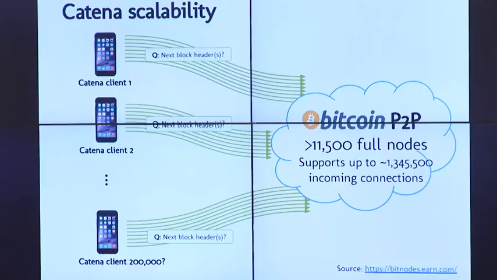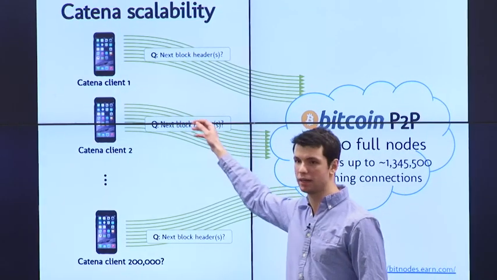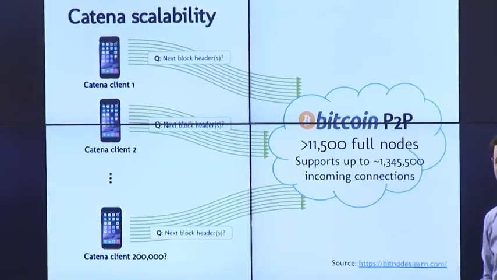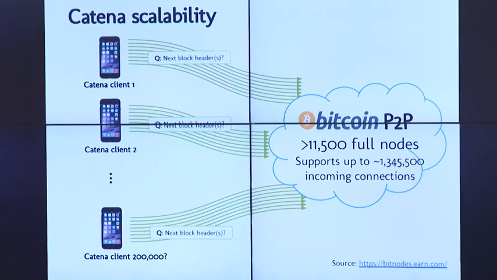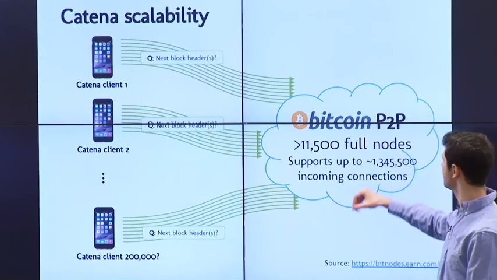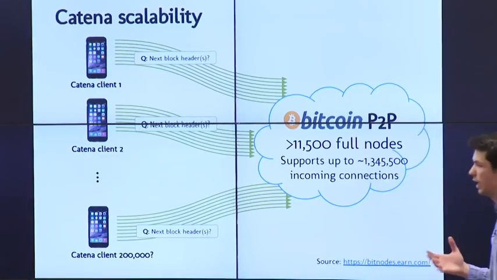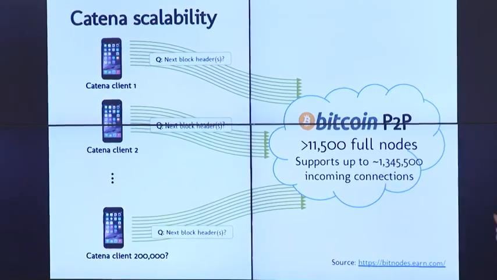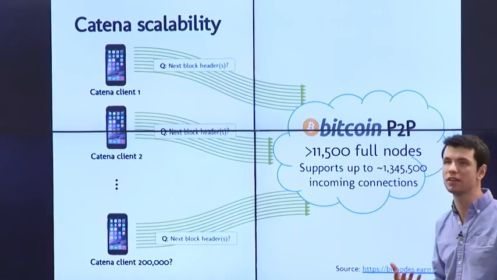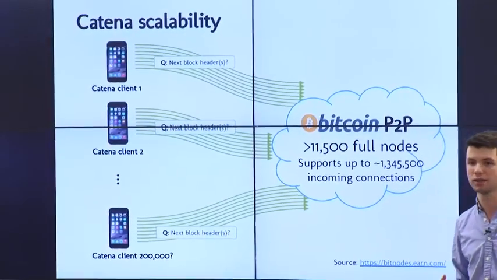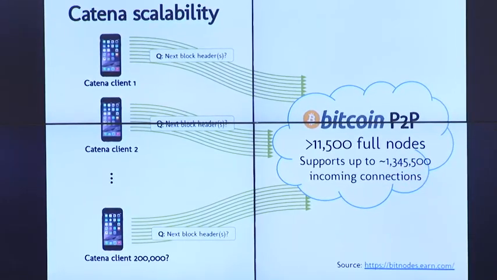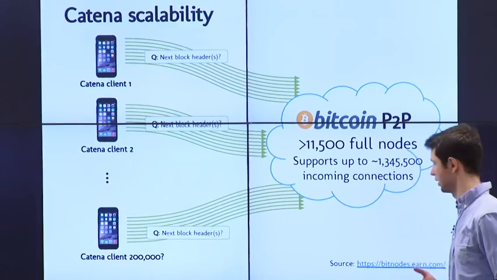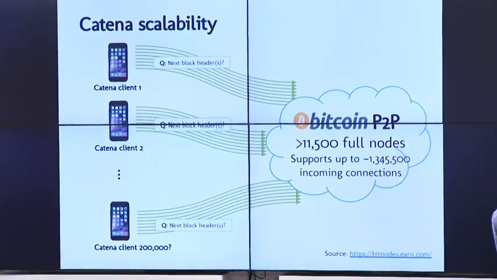Remember that part of the verification protocol is asking for these block headers from the peer-to-peer network, right? And in fact, if you're an SPV client, you usually open up around 8 connections to the peer-to-peer network. And if you're a full node in the Bitcoin peer-to-peer network, you usually support around 117 incoming connections. So that means in total, you support about 1 million incoming connections, but we need about 1.6 million connections from these 200,000 clients, right?